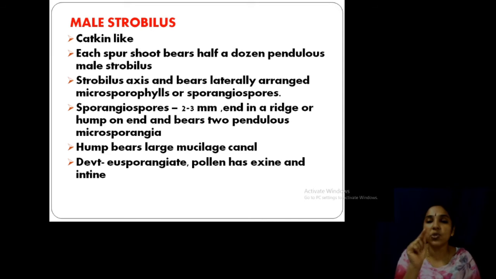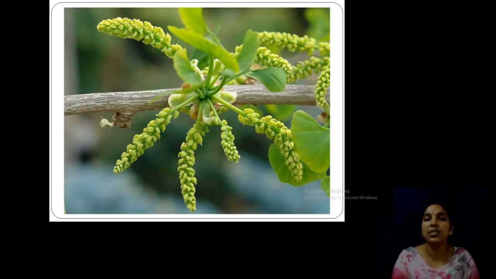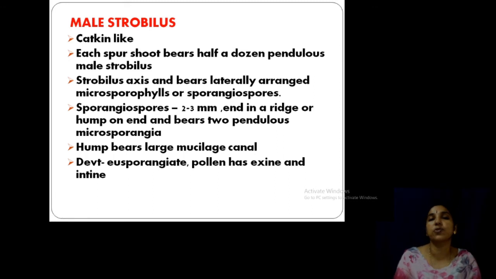The strobilus axis bears laterally arranged microsporophylls or sporangiophores. See, this is the axis. That axis bears on both sides laterally arranged microsporangia. See, and sporangiophores. Sporangiophores are the stalks that bear the sporangia, and usually their size is 2 to 3 millimeters, and they end in a ridge or a hump and bear two pendulous microsporangia. Its diagram I will show you. So, usually it has an axis that ends in a sporangiophore, and the sporangiophore has a hump at its apex, and that bears two pendulous microsporangia. Okay.